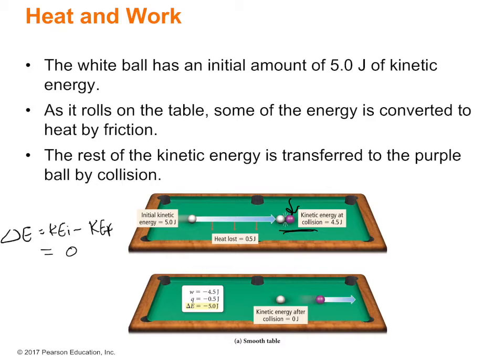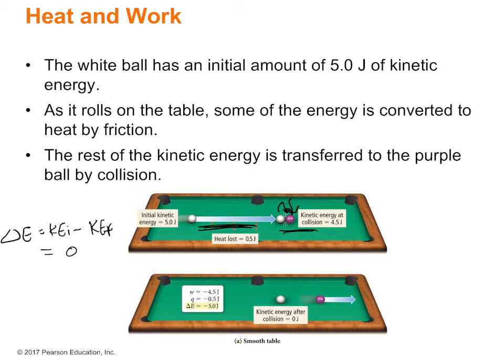The pool table absorbs some of the ball's kinetic energy as the ball rolls down the table. Minute bumps on the table surface cause friction, which slows the ball down, converting the kinetic energy to heat. The second ball absorbs some of the ball's kinetic energy in the form of work upon collision. So remember, this first ball is doing work to the second ball, but there's also heat loss by friction.